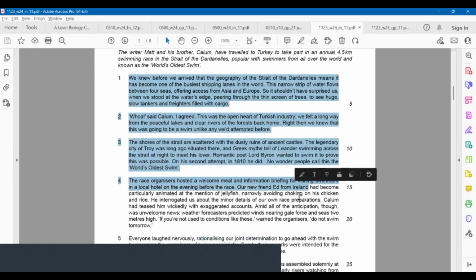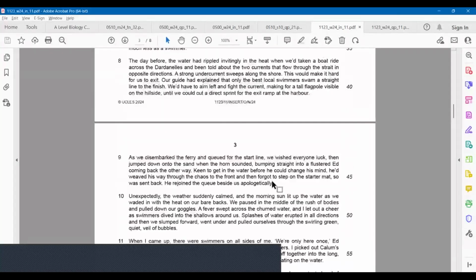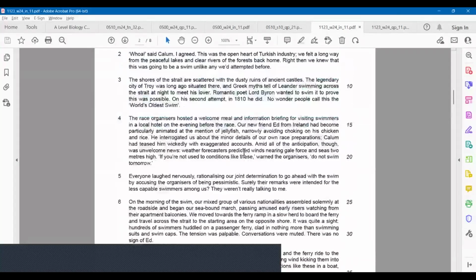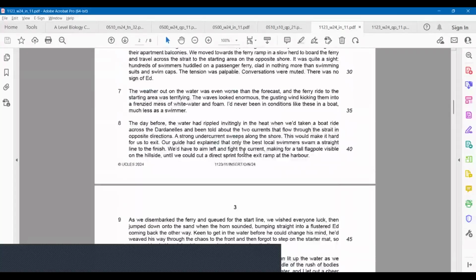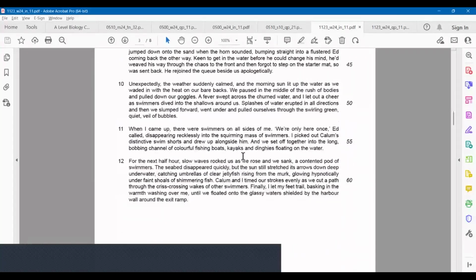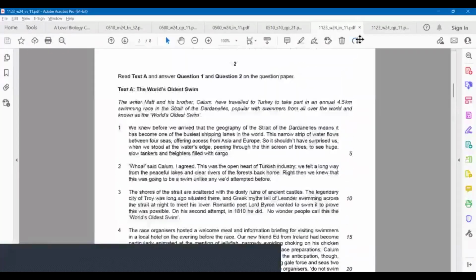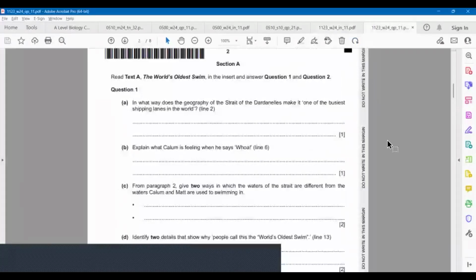Read the whole thing, read it properly, don't rush through it. Once you've read it, you now know properly what the text is talking about. Once you know that, you're going to go to the question paper, and you're going to read again, starting from section A: read this text, and then answer questions 1 and 2.